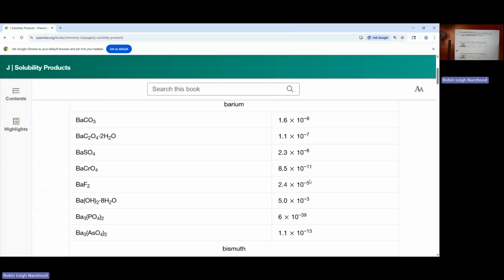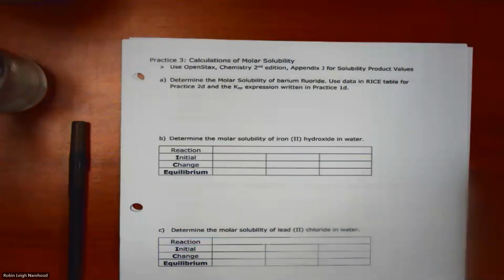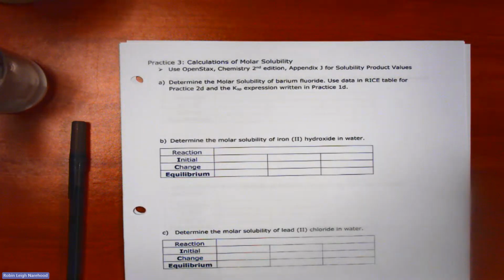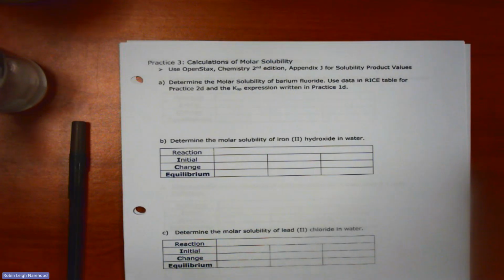So our example is barium fluoride. So our KSP is 2.4 times 10 to the -5. So we need that constant. So we are going to do the calculation. And so everything we have been leading up to is we're talking about a supersaturated solution. And what we can do with the information about a supersaturated solution is figure out the molar solubility.